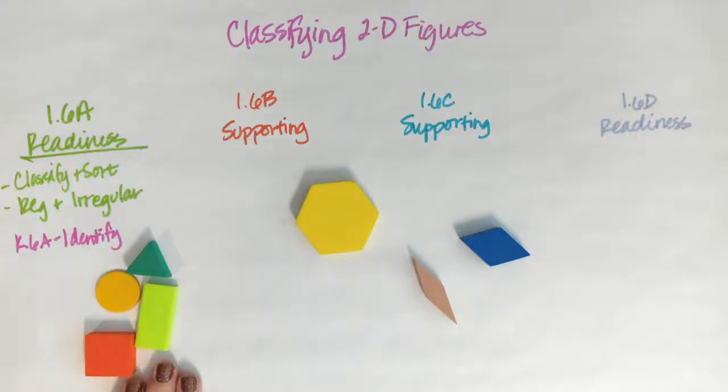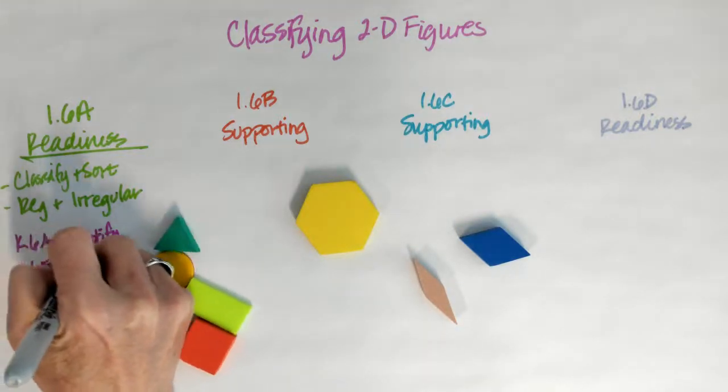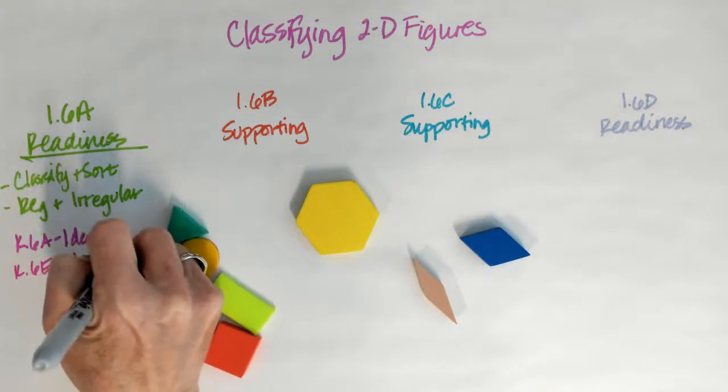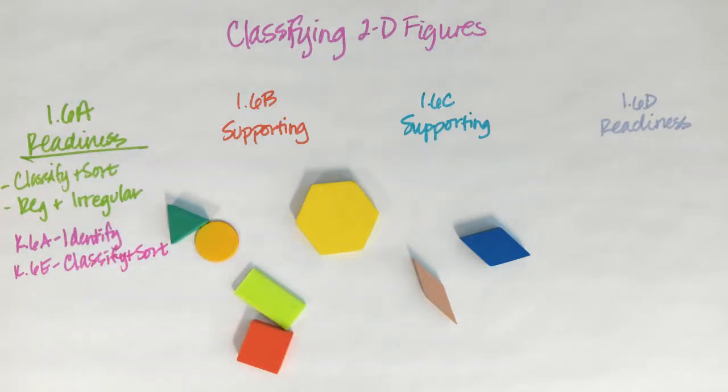They've worked with them. K6E, they classified and sorted a variety of regular and irregular 2D and 3D figures, regardless of their size and orientation. So they've worked with classifying and sorting. They've worked with regular and irregular figures. So K6E is their classify and sort, and they classified and sorted 2D and 3D. We are only expected to classify and sort regular and irregular 2D figures in this unit. We'll work with 3D figures a little bit later.